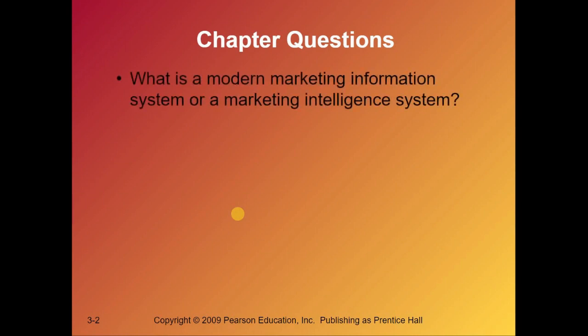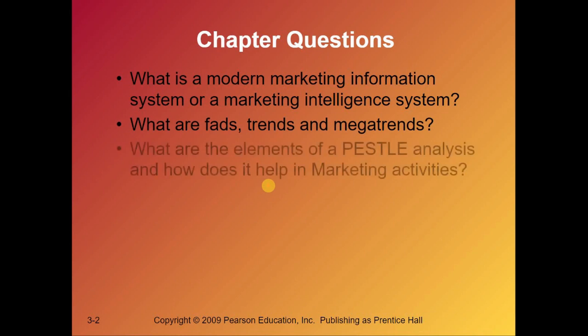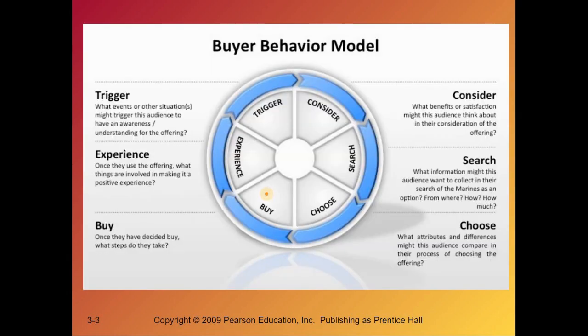What is a modern marketing information system or a marketing intelligence system? What are fads, trends, and megatrends? And then what are the elements of a PESTLE analysis and how does it help in marketing activities? So first, we have to understand how a consumer's buying behavior works. There are a lot of models to follow, but this is one of the best examples to understand.